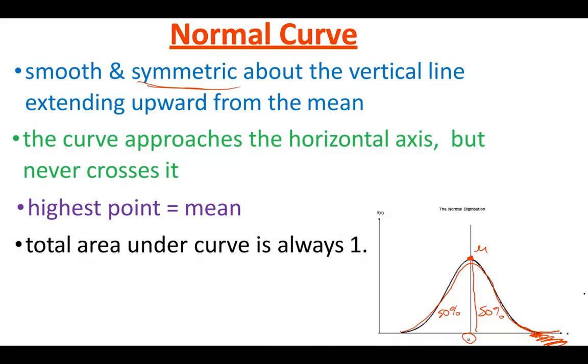And the total area under this curve is always 1. Area equals 1. You can also think of that as 100%. So 100% of the data lies inside of that curve. So the area would be 1 if you were to look at it as a decimal. So area is always 1 or 100%. All of the data lies under the curve.